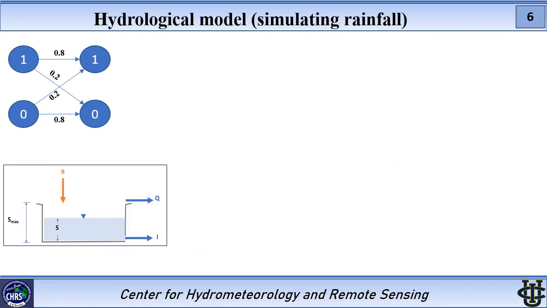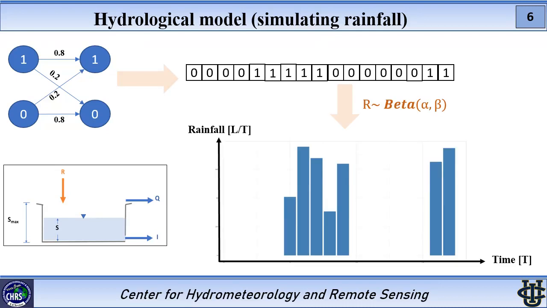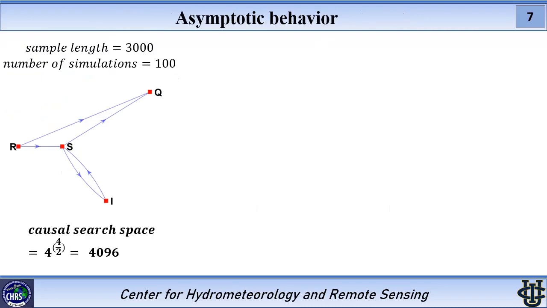So going back to the same model that I showed earlier, we first force this model with a synthetic rainfall. We first simulate the occurrence of rainfall as a first order Markov chain model, and then we feed that into a beta distribution to get the rainfall. What we do next is to generate about 100 simulations from the model, each with a relatively long record of 3,000. And what we try to do is to provide these simulations to the algorithms and to see what type of structure we can recover from the simulations.